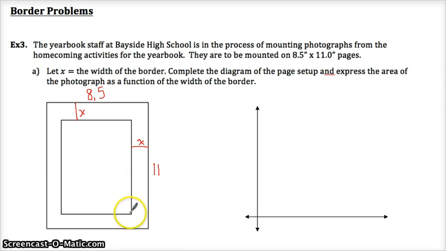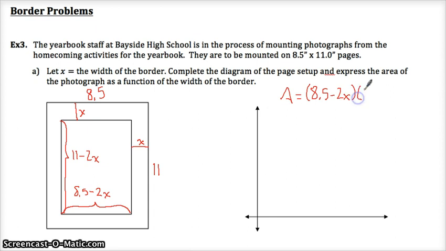Okay, so this length from here to here was originally 8.5, but now it's been reduced by 2x. It's been reduced by x on both sides. And this distance from here to here started out as 11, but then I also had to take off 2x. So this area is just going to equal those two dimensions, 8.5 minus 2x times 11 minus 2x. And let's go ahead and graph that.